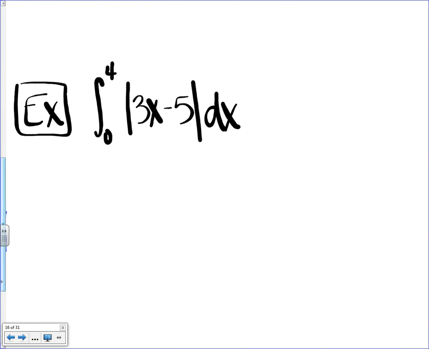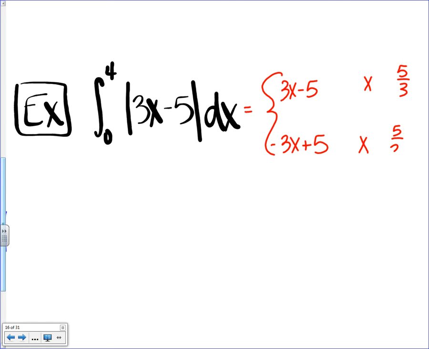Another example of an absolute value. We're going to split into two pieces, the positive piece and the negative piece. The critical number here is whatever will make that absolute value be 0, which is 5/3. So if I put a 0 in there, 0 will give me a negative, which means I'm looking at the negative piece, and 0 is less than 5/3.